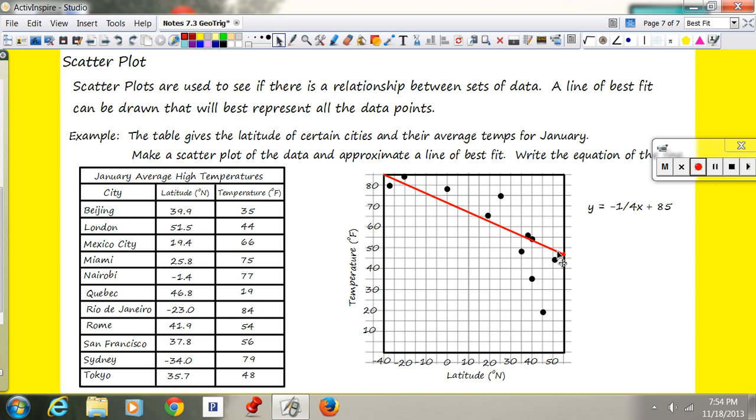If this is what I consider my line of best fit, then my equation would be to go down 5 and over 20. Down 5 and over 20 would reduce to a negative 1/4 ratio. So negative 1/4 slope, down 1 and over 4, x, and then I put plus 85 because that's the y-intercept. That's where it would touch the y-axis.